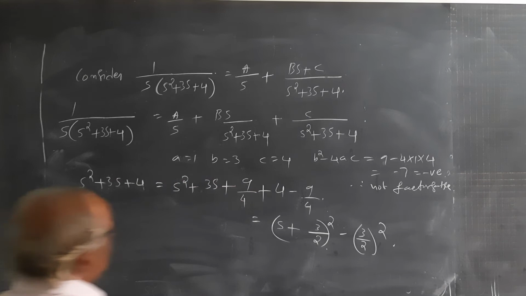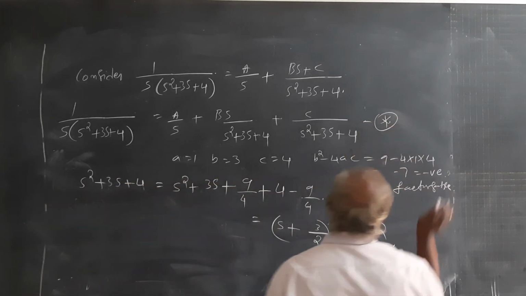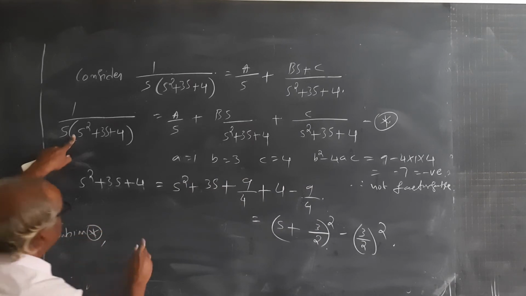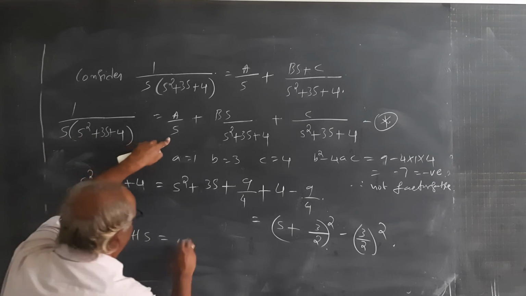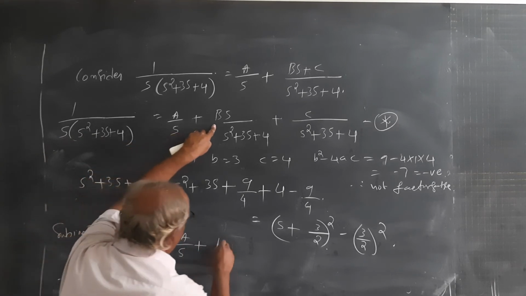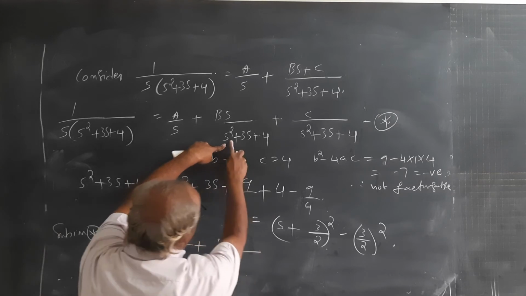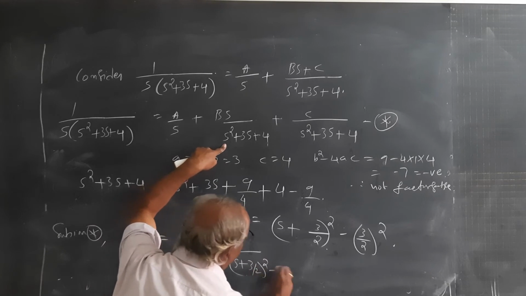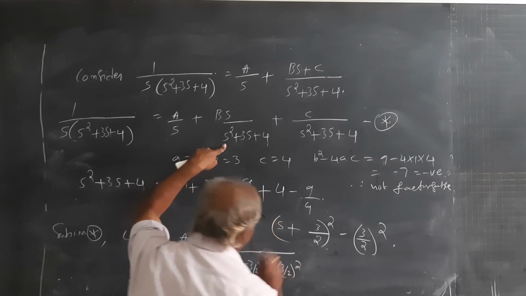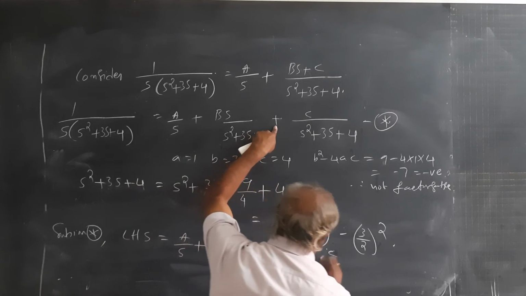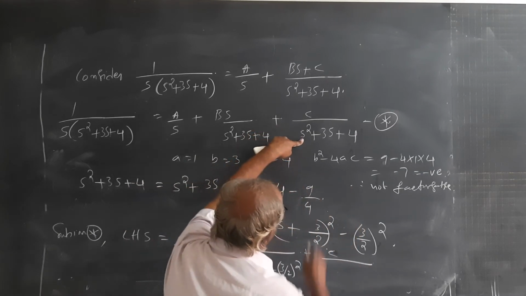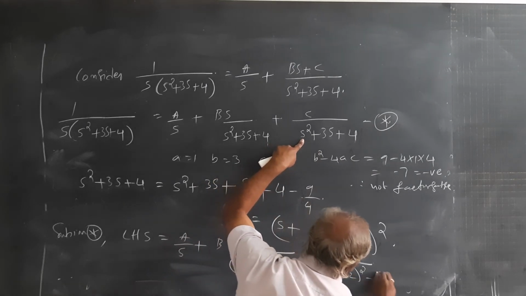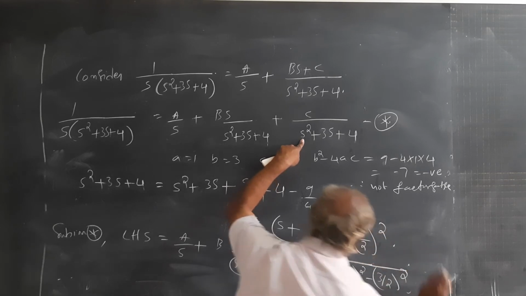So let us substitute here. Substituting in star, this LHS is equal to A by s plus B into s by, for this s squared plus 3s plus 4, you are writing s plus 3 by 2, whole square, minus 3 by 2, whole square. Now plus C by, again for s squared plus 3s plus 4, s plus 3 by 2, whole square, minus 3 by 2, whole square. This is what you have.